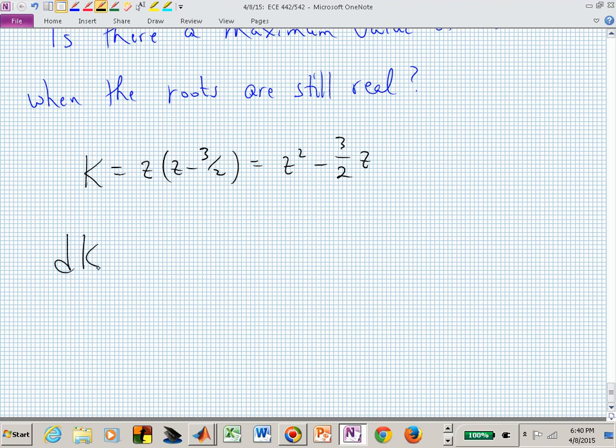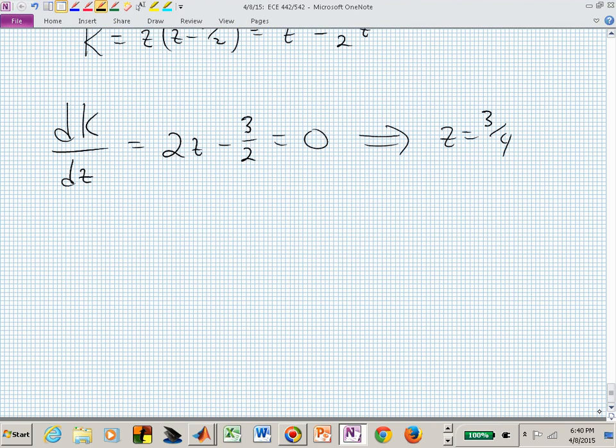So we can now find the maximum of that by taking the derivative of that expression for K with respect to z. This is now 2z minus 3/2, and set that equal to 0. z is now 3/4. Solving that, we found the relative maximum on that real line segment.